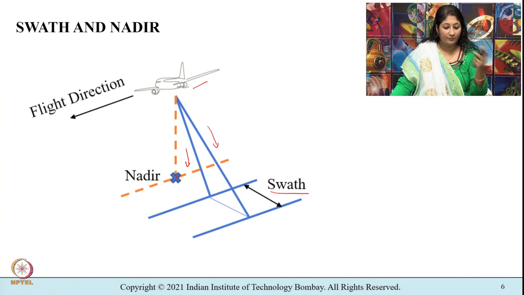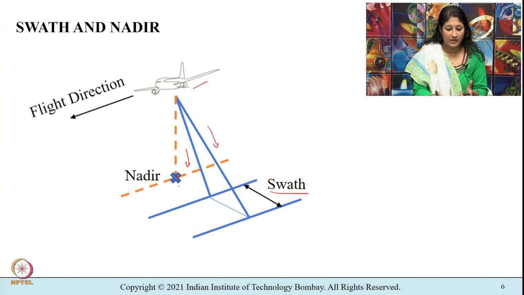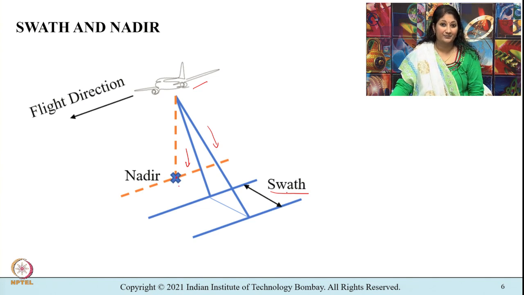It is offset from a nadir. Swath is offset from a nadir. Remember, when I say that microwaves are being transmitted sideways, it can be either to the left side or to the right side. But the whole idea is it is a side, it has a side looking geometry.